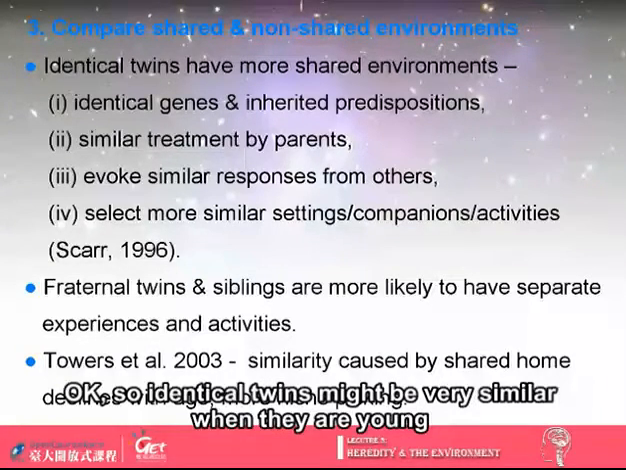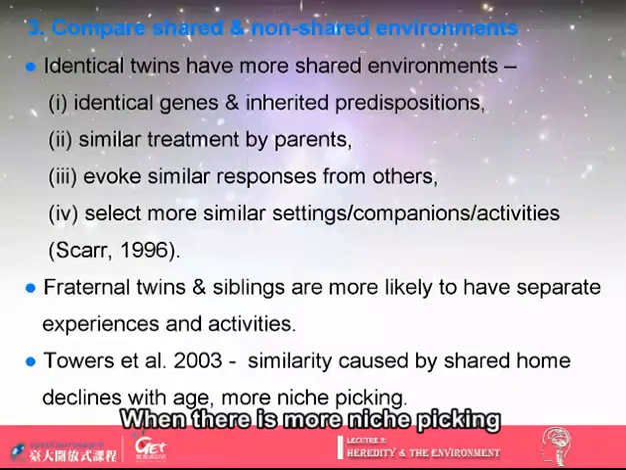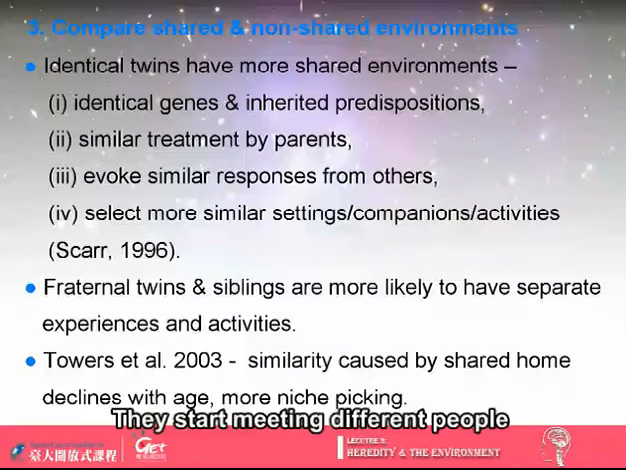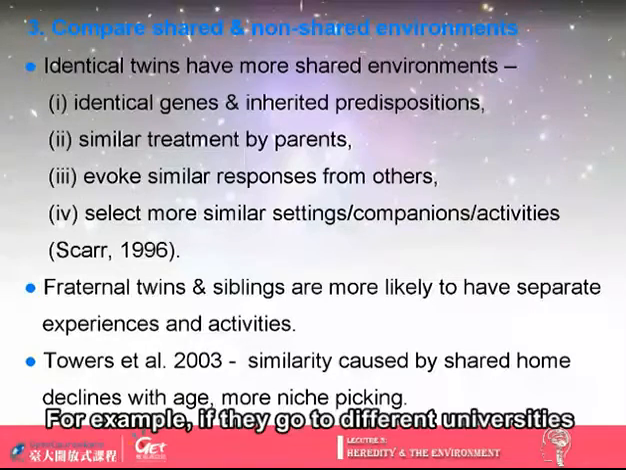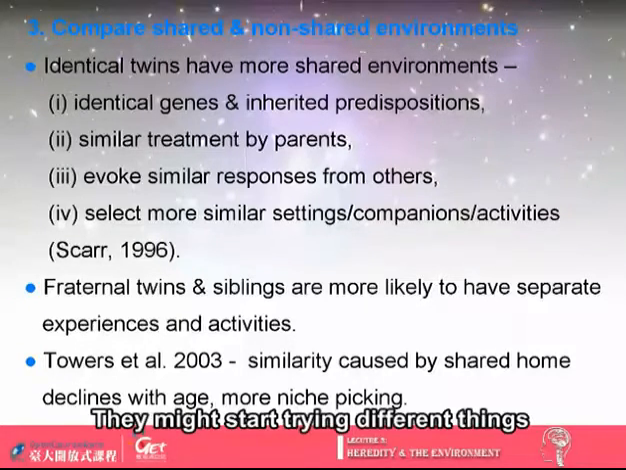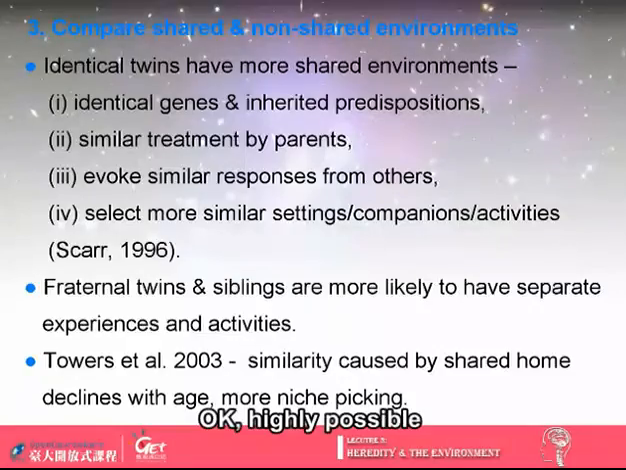Okay, so identical twins might be very similar when they're young, but as they grow older, when there's more niche picking, maybe they become more independent, they start meeting different people. For example, if they go to different universities, they make different kinds of friends. They might start trying different things, and that's when the similarity ends. Okay, highly possible.